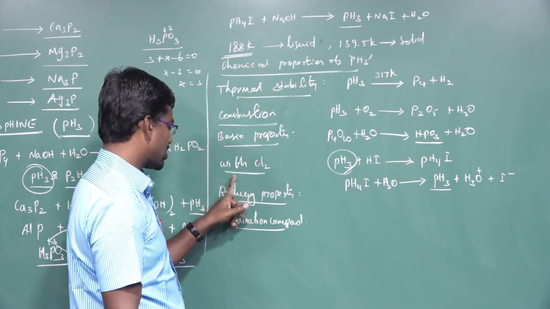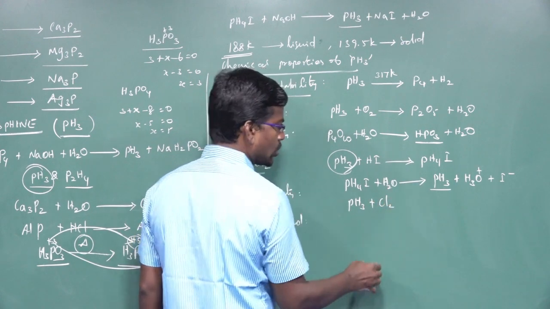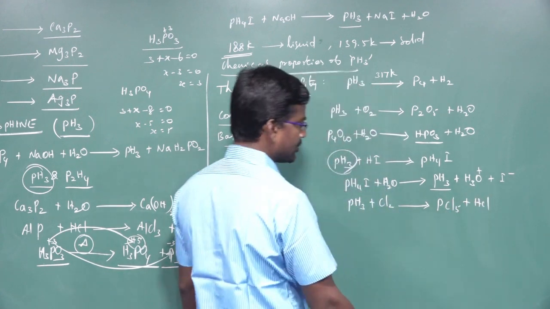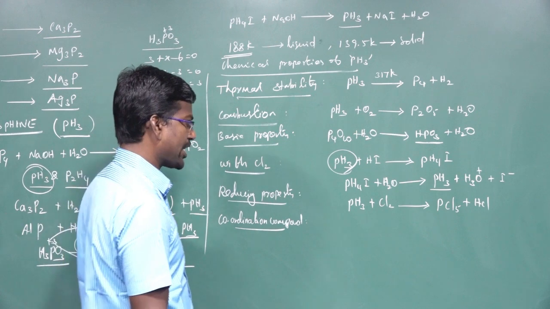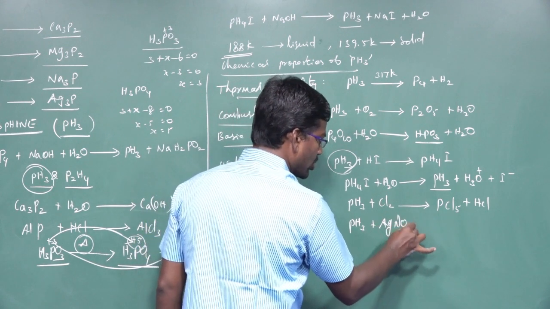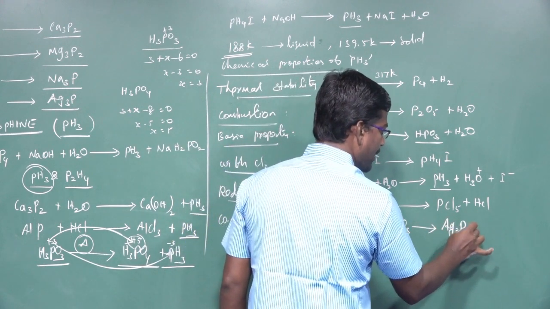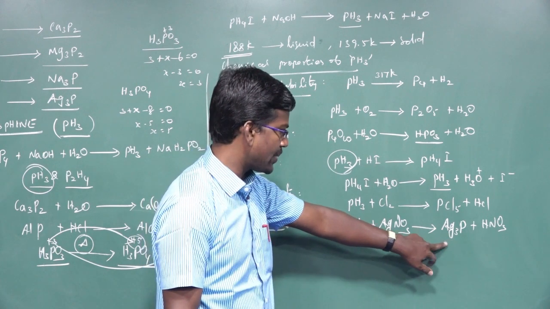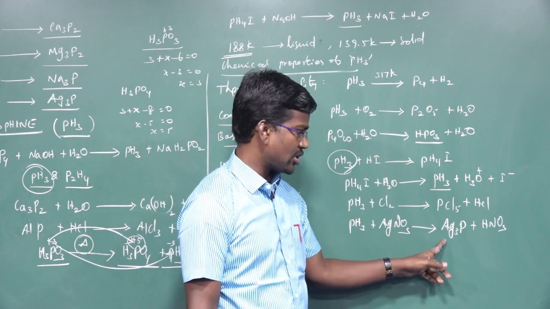Next, reaction with chlorine Cl2. Phosphine PH3 reacts with chlorine Cl2 to form phosphorus pentachloride PCl5, and hydrochloric acid is released. Next, the reducing property of phosphine. Phosphine PH3 reacts with silver nitrate AgNO3 to form silver phosphide Ag3P, and nitric acid HNO3 is released.